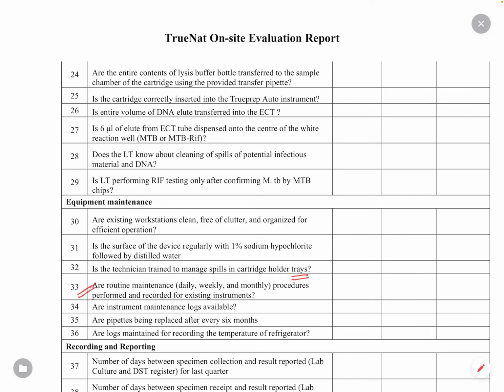So the routine maintenance: what are the daily maintenance, weekly maintenance, monthly maintenance? These maintenance logs have to be properly documented. And these pipettes, as we have seen, have to be replaced every 6 months. And these logs of temperature of the refrigerator and temperature of the room also have to be maintained. We'll see what these logs are.